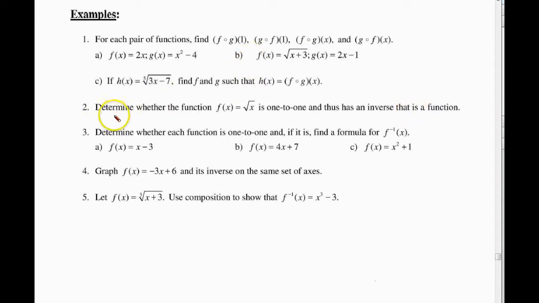Let's go on to topic 2, which is determine whether a function, which is this, is one-to-one and thus has an inverse that is a function. Again, lots of background to this. I'll try to explain it in this short way, but again, in your textbook, they go over this in great detail. Now, first we have to graph this.